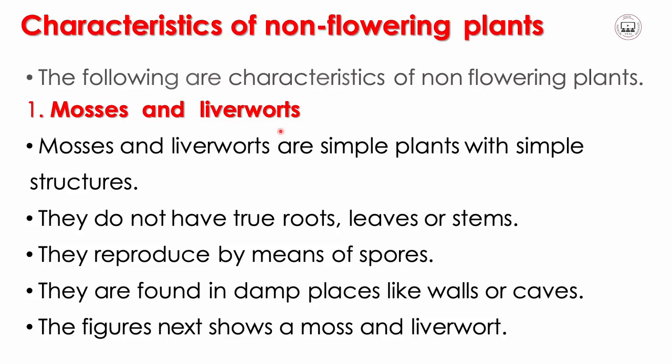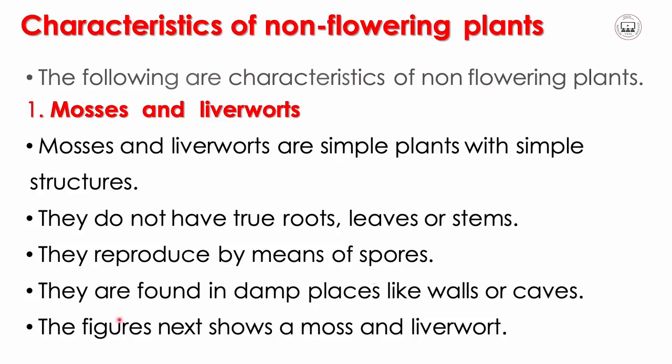So we will discuss their characteristics combined because they have similar characteristics. The mosses and the liverworts are simple plants with simple structures. For you to understand that these are mosses and liverworts, you will know that they do not have true roots, leaves, and stems. And they reproduce by means of spores, because all of them reproduce by means of spores. That's why we're discussing their characteristics as one.